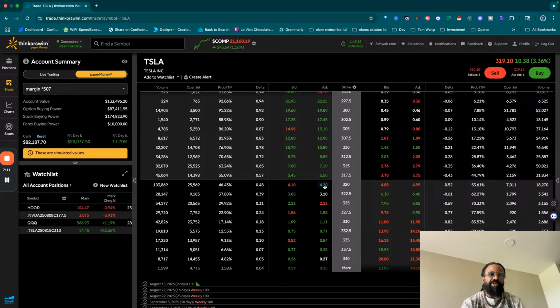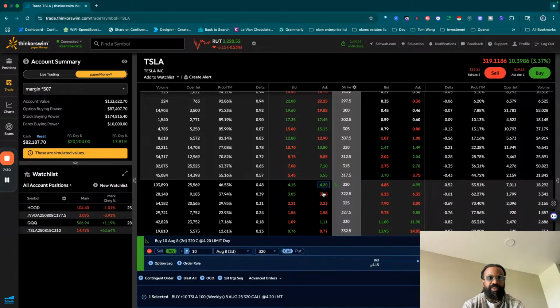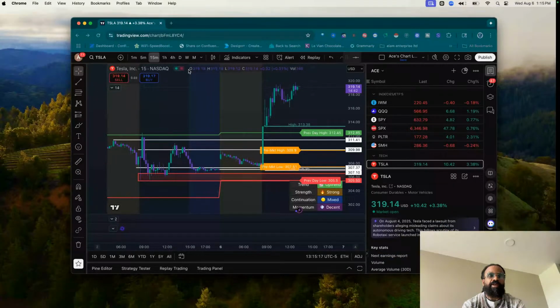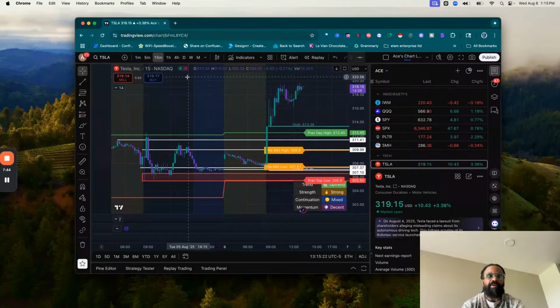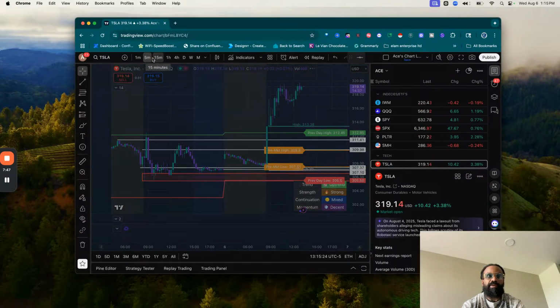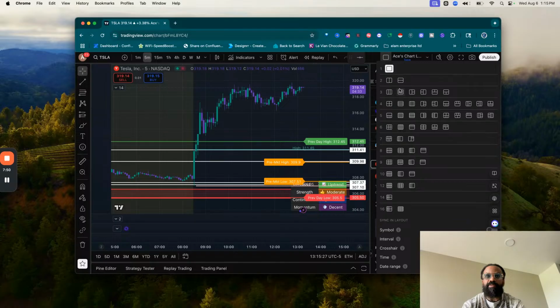Okay, so we have a couple of options. I'm going to choose the 320 strike. I want to make sure everyone is able to follow along. The 320 strike is the contract that I'll be choosing. Let me set up my chart.